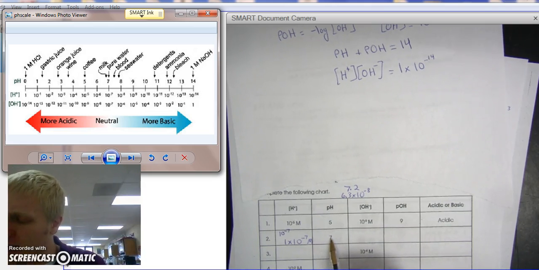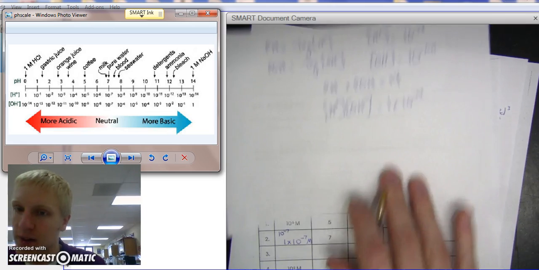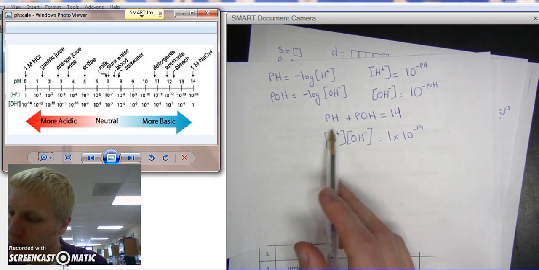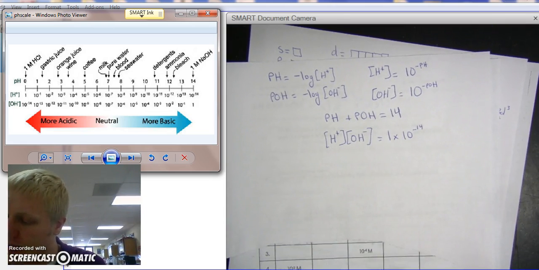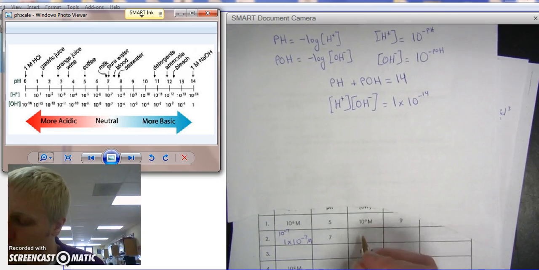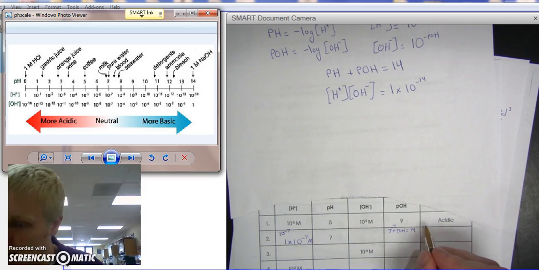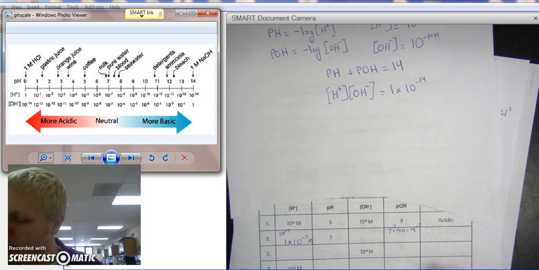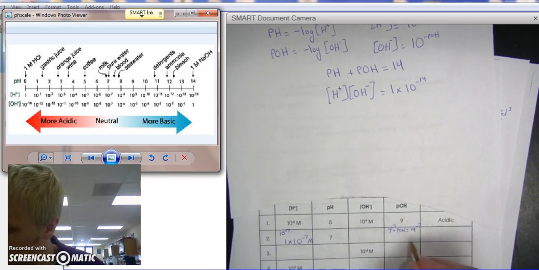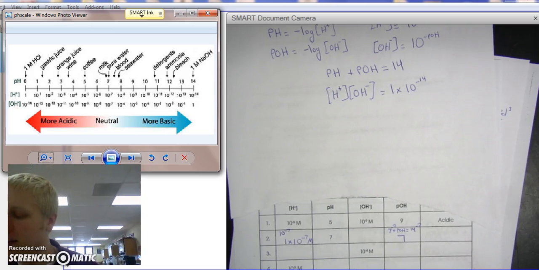So we have a pH of 7. We want to find the pOH. pH plus pOH equals 14. So the equation that we would do is our pH 7 plus pOH equals 14, and we're going to subtract 7 from both sides. So our pOH is 7.